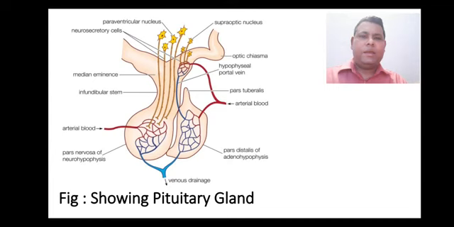You can see the diagram of the pituitary gland, which shows the different lobes: the adenohypophysis lobe and the neurohypophysis lobe, the anterior pituitary gland and the posterior pituitary gland.